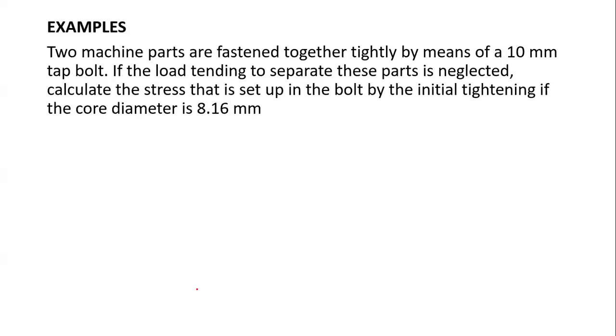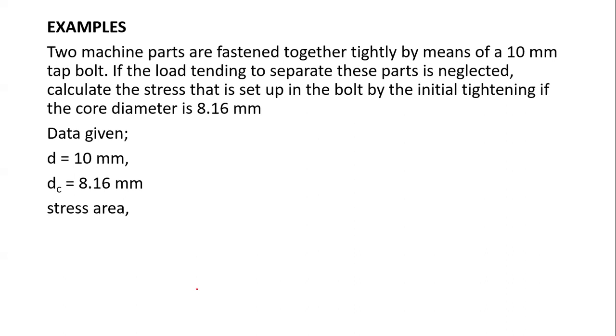Let's now do the application. Example 1 says we have two machine parts fastened together tightly by means of a 10 mm tap bolt. If the load tending to separate these parts is neglected, calculate the stress that is set up in the bolt by the initial tightening if the core diameter is 8.16 millimeters. So the major diameter D is 10 millimeters. The core or root diameter is 8.16 millimeters.